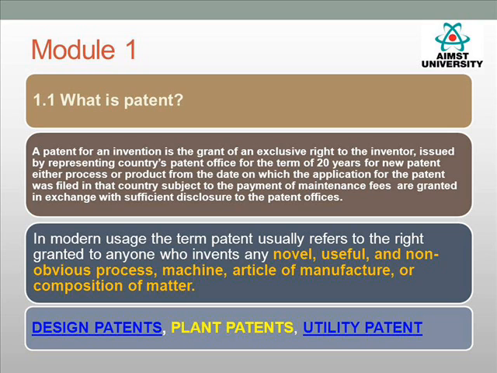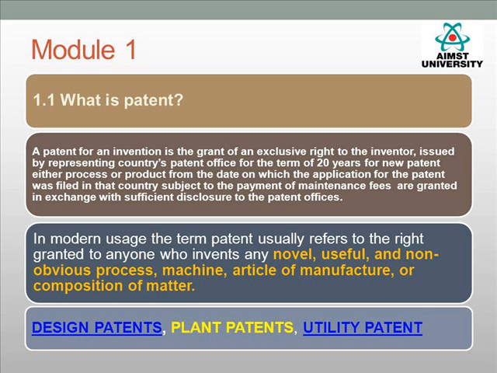office, for the grant of an exclusive monopoly right to the inventor for the term of 20 years for a new patent, either process or product, from the date on which the application for the patent was filed in that country, subject to the payment of maintenance fees, in exchange for sufficient disclosure to the patent offices or public.